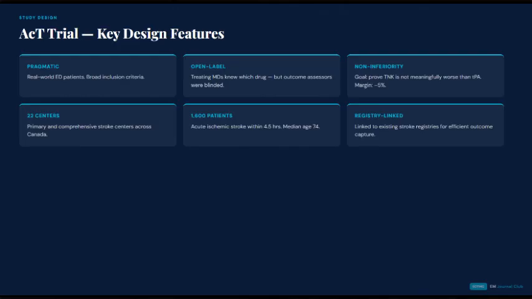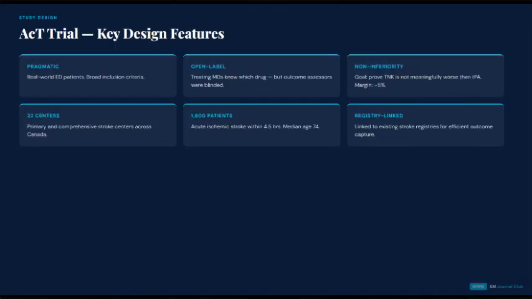Registry linked. It's a clever efficiency feature. They linked trial data to existing stroke registries to capture outcomes, which kept costs down and reduced loss to follow-up. Setting. 22 primary and comprehensive stroke centers across Canada.